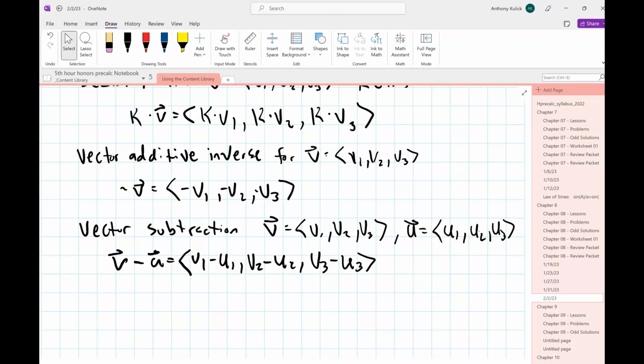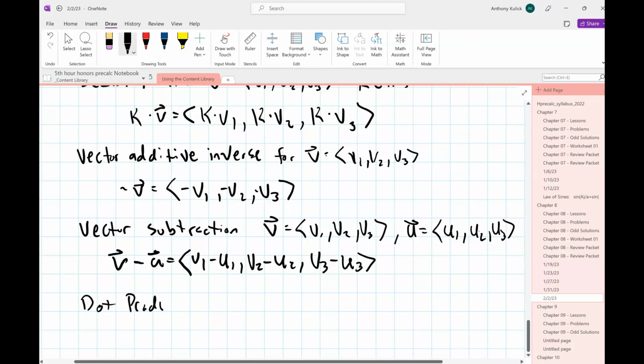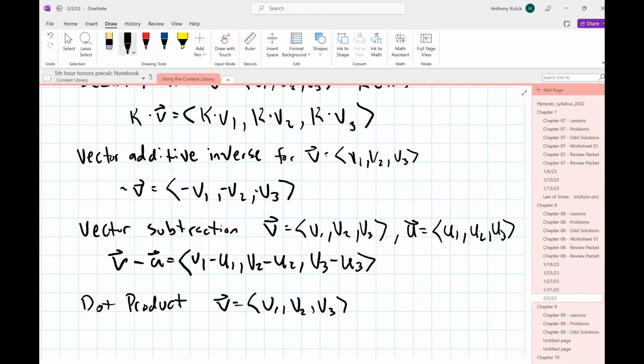Everybody's okay with this so far? If we're doing a dot product, how's that going to work? How does the dot product work for two-dimensional vectors? Multiply the x components, multiply the y components, add them together. In 3 dimensions, what do you think it's going to be? Multiply the x components, multiply the y components, multiply the z components, add them together. Yeah.